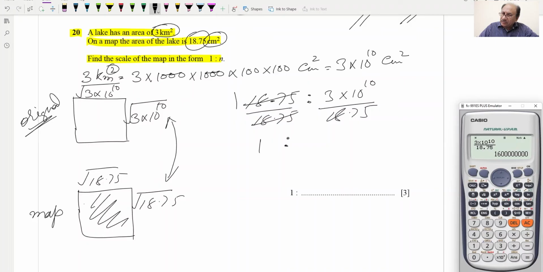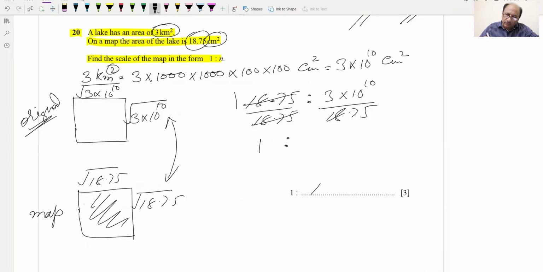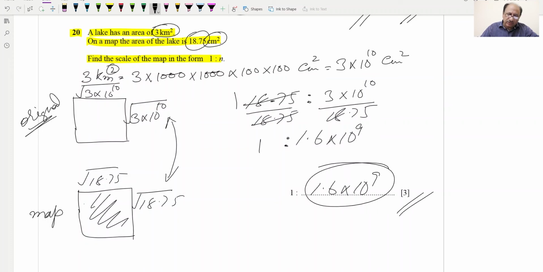1.6 into 10 raised to the power 9. This will be the answer for the 3-mark question.